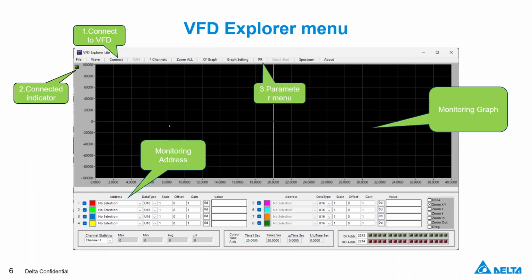In the program, you will find many settings you can select. First, we need to connect your PC to your VFD using the IFD6500. After you complete the connection, you will find this light turns green. And in the tab, you have a parameter menu, or PR. For the background, you will see a graph for monitoring, and below is the monitoring address that you can select.